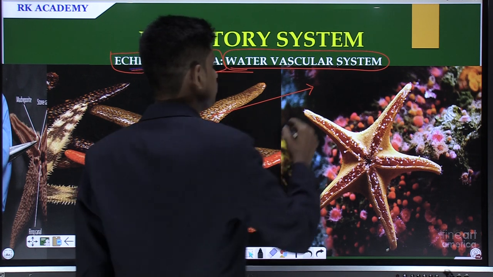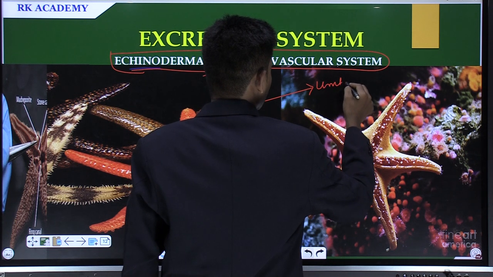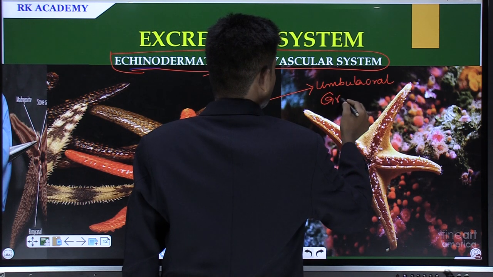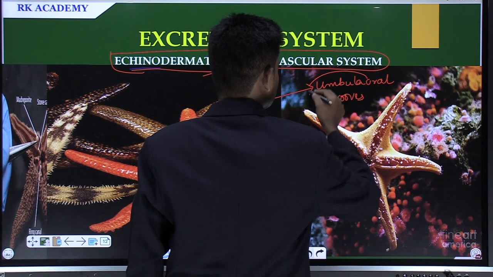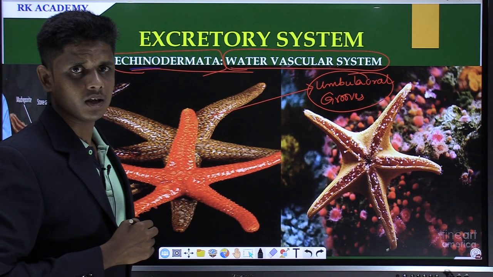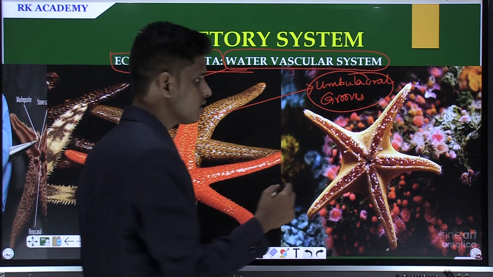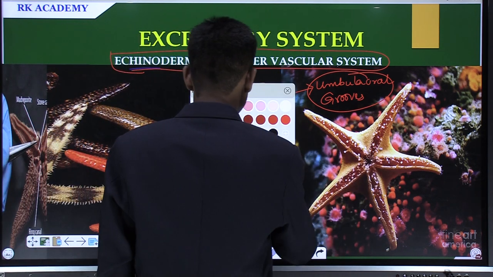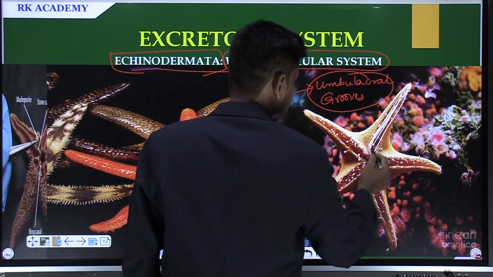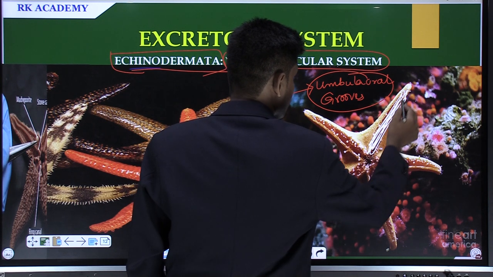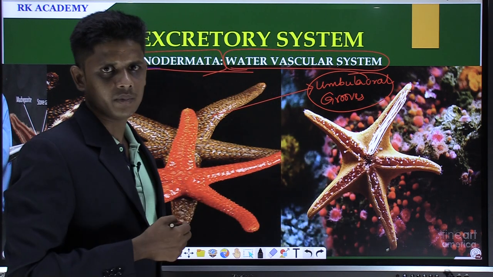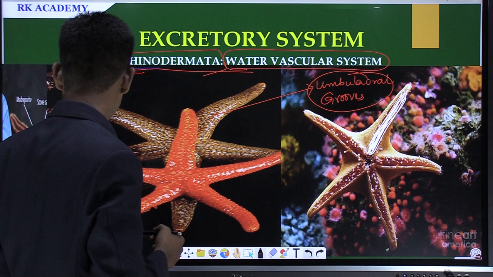The waste can be eliminated through the help of ambulacral grooves. Ambulacral grooves play an important role in the elimination of waste material from the body. And you know what? In the starfish, you would observe here, this is what is called the ambulacral groove. This particular ambulacral groove is useful for the transportation of the waste material from the body of the starfish to the outer environment. Fine. Come to the next one.